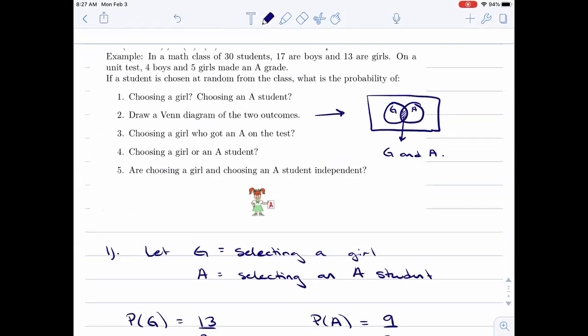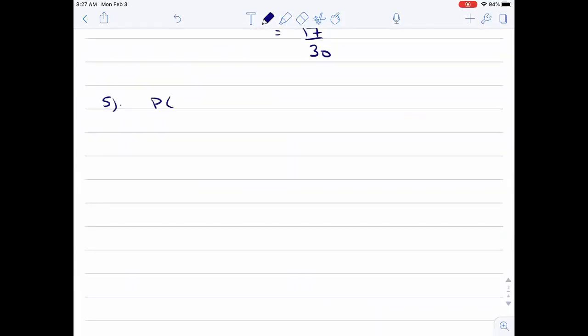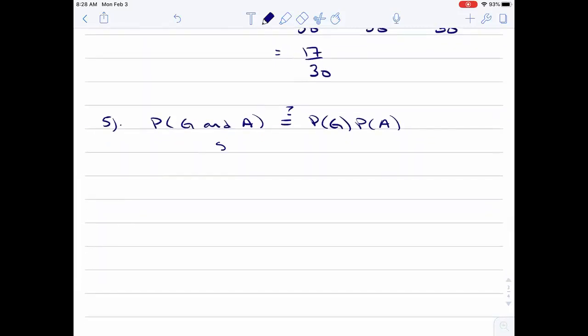Now, I want to know, are choosing a girl and choosing an A student independent? So this is one of those situations where we're going to check to see if the probability of G and A, does it equal the probability of G times the probability of A? Because that's how we check if two things are independent, right? Mathematically. Remember, independence is if the probability of one thing doesn't depend on the outcome of another thing, right? And so it doesn't depend on what happened previously. These are just independent events and they're just happening whatever happened before. So we know the probability of G and A is 5 over 30.